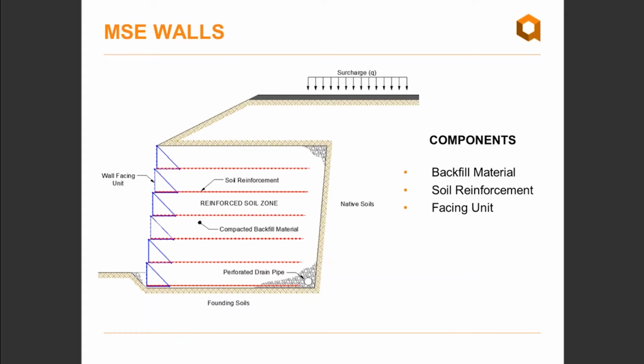The last component is the facing unit. It could be a wire mesh form as shown here. I've also seen concrete panel systems, GEOCELLs, gabions, or just woven geotextiles. There are certainly a lot of different types of options, some of which I'll talk about in the next few slides.